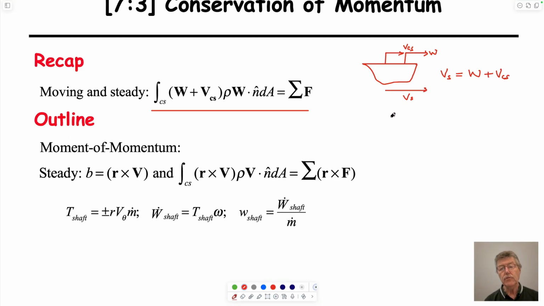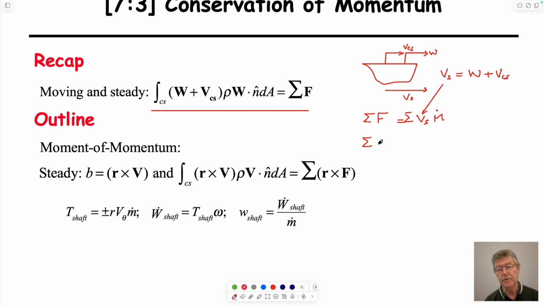We know that we can write our conservation of momentum equation as the sum of forces in some direction equals V static times the mass flow rate, the sum of the mass flow rates. We know that we can always substitute this, which is where this is going to come from.